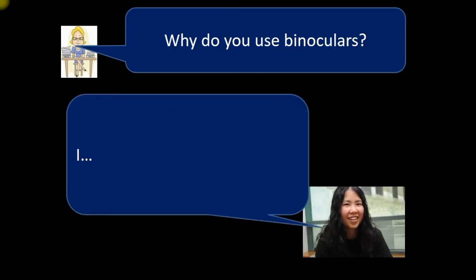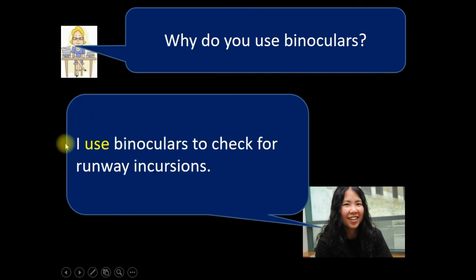In your mind, if you think about you, you might start with I. I use binoculars to check for runway incursions. Here, this is active voice because I use the binoculars.